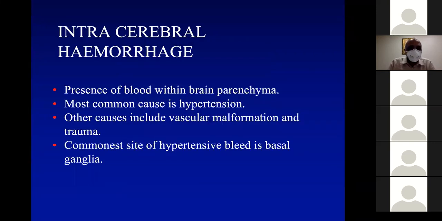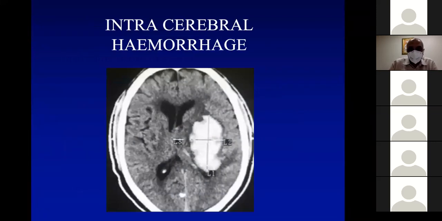Intracerebral hemorrhage, presence of blood within brain parenchyma. Most common cause is hypertension. Other causes include vascular malformation and trauma. Commonest site of hypertensive bleed is basal ganglia.